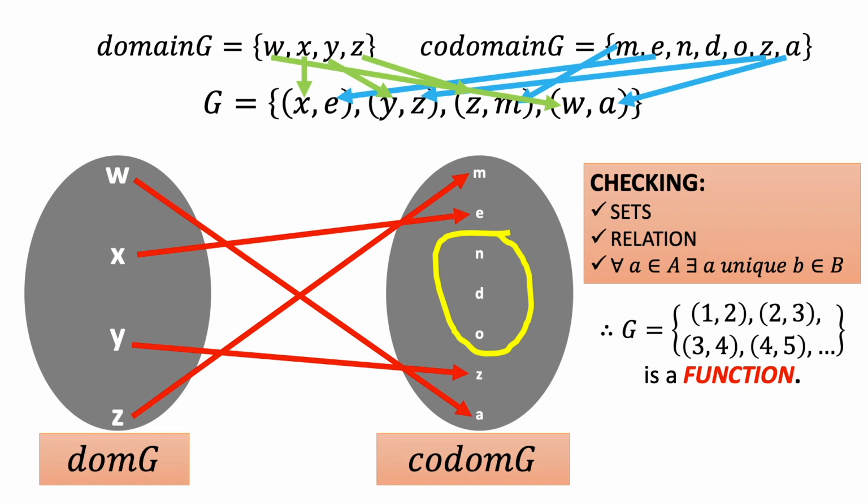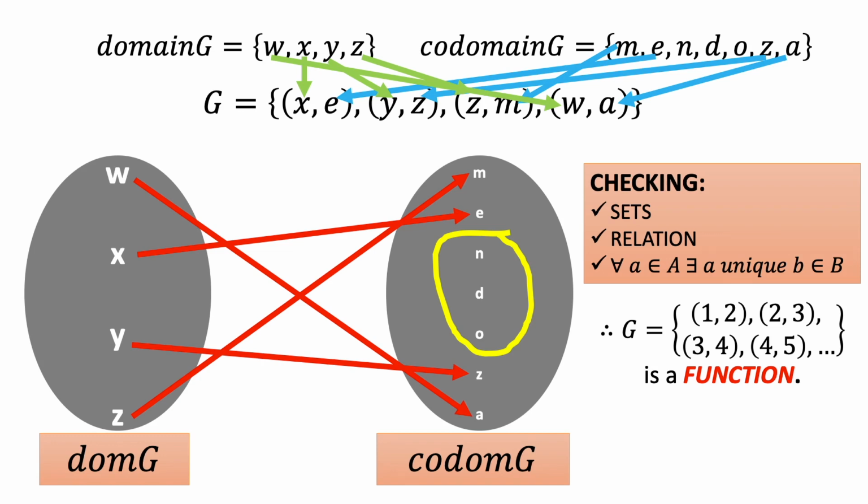Before we move to the last example, what have you observed from the codomain G? Brilliant! There are no inputs mapped to outputs n, d, and o in the codomain G. This is what we meant when we say the codomain is a set of possible outputs and range a set of outputs. In this example, the codomain is m, e, n, d, o, z, and a, while the range is just m, e, z, and a.